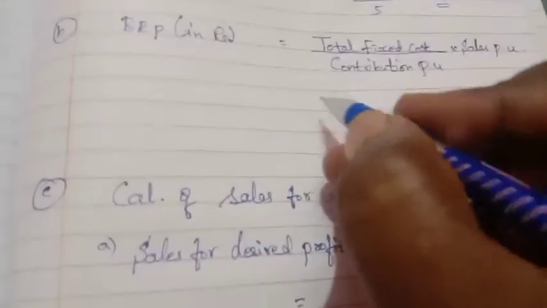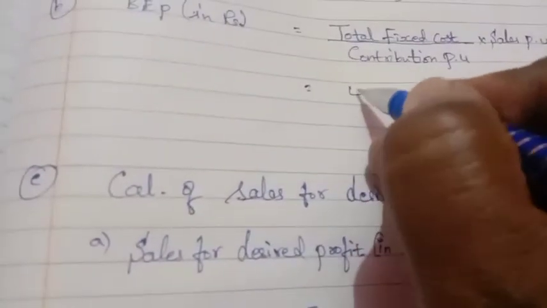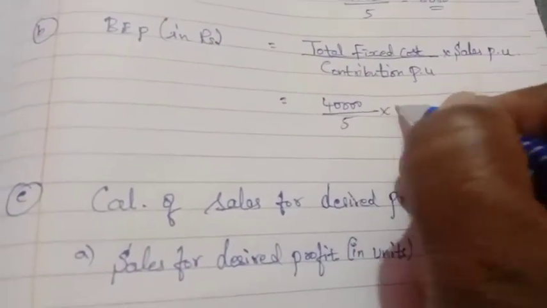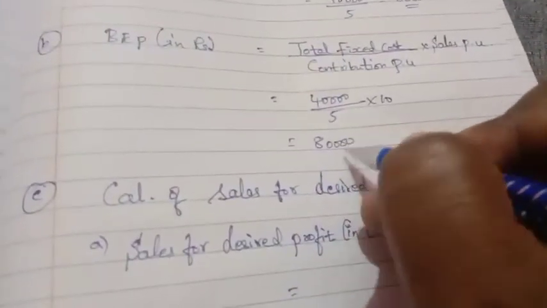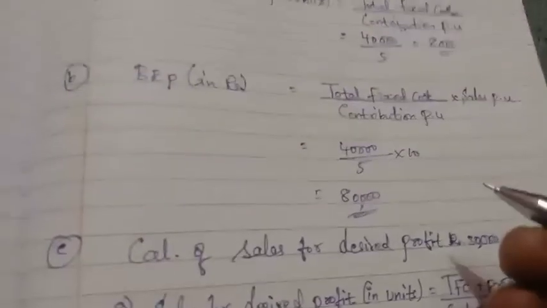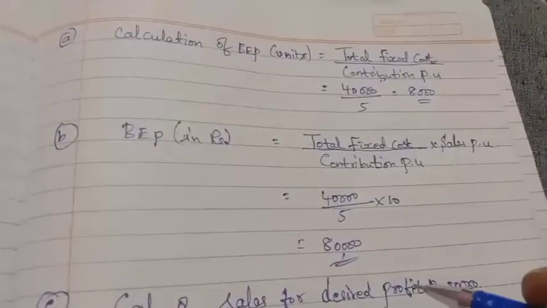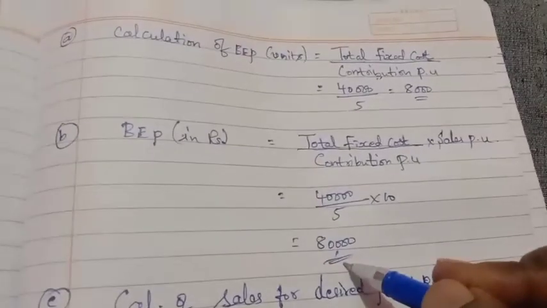Now the formula for break-even point in rupees. Total fixed cost, that is 40,000, divided by contribution per unit 5, into sales per unit 10. Then 80,000 rupees is the break-even point in rupees. Just apply the formula, transfer the values, simplify, and you will get the answers.